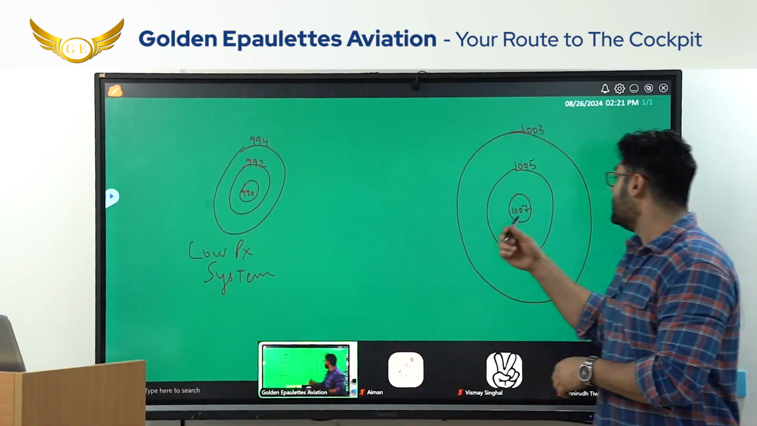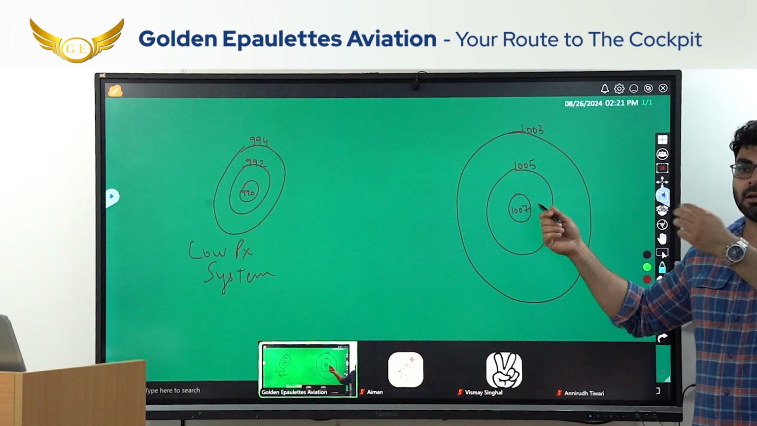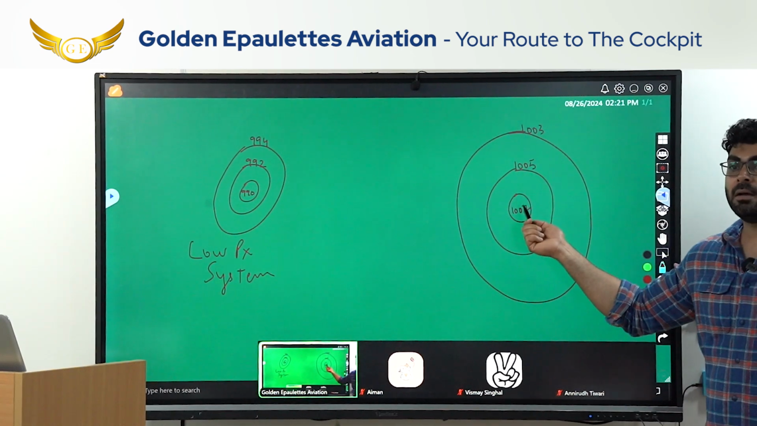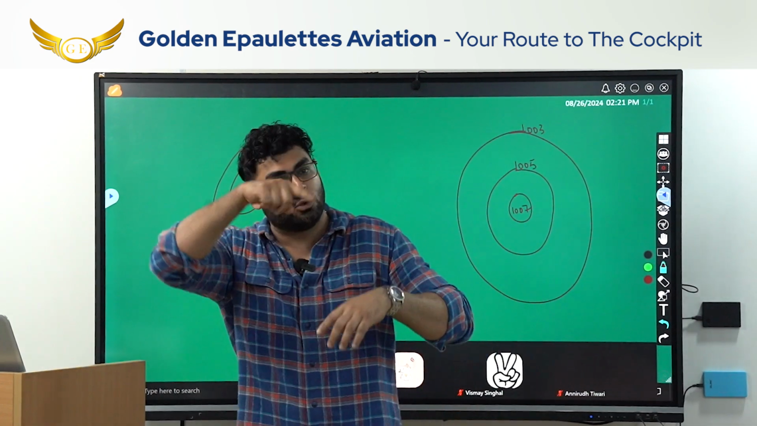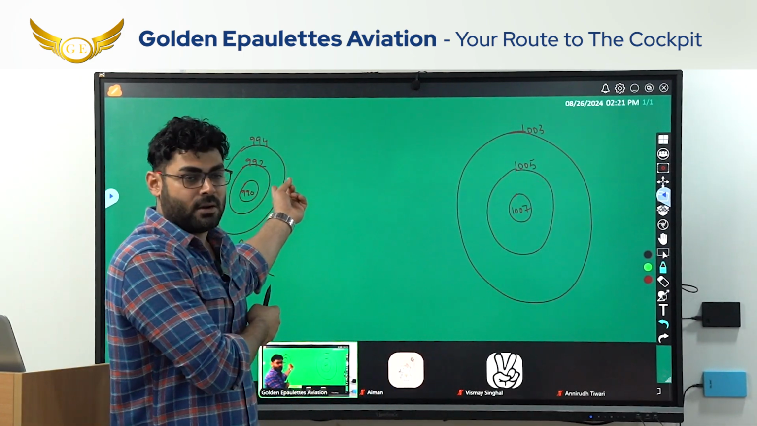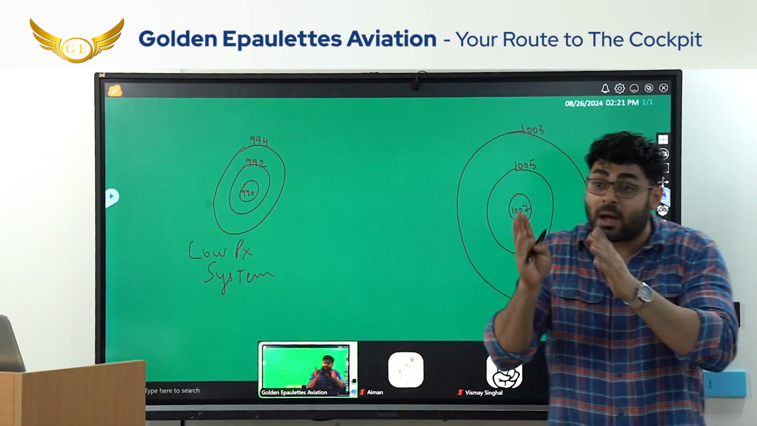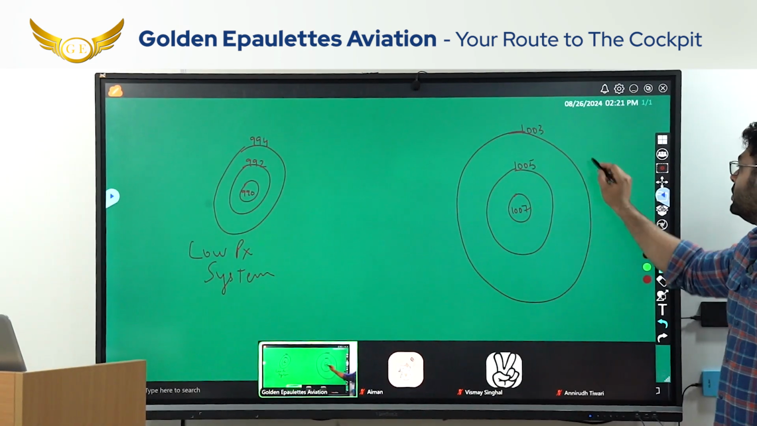Similarly, tell me about this one. High pressure system. The very first one is very easy. By looking at the isobars, they are more widely spaced and U-shaped as compared to this one, right? And I have the highest value in the center. Highest value, high.